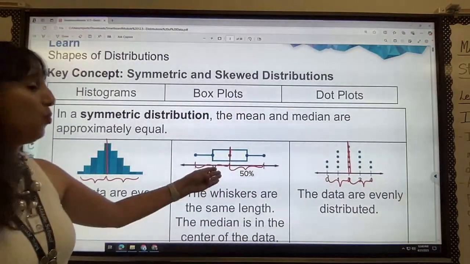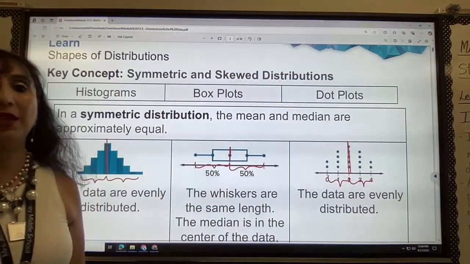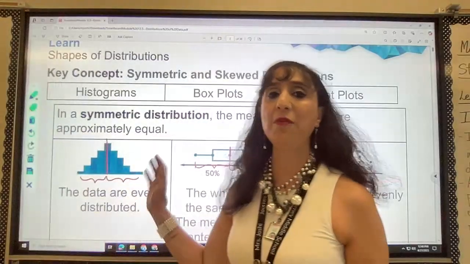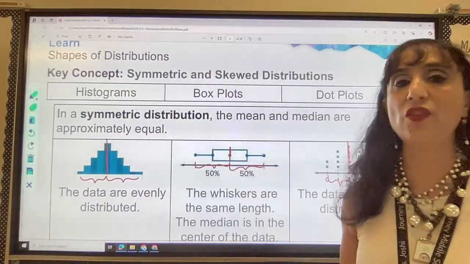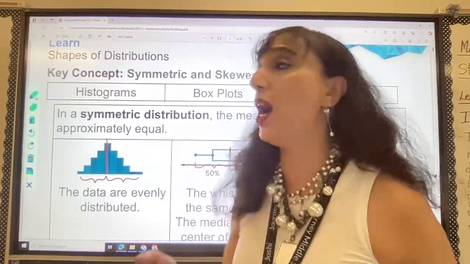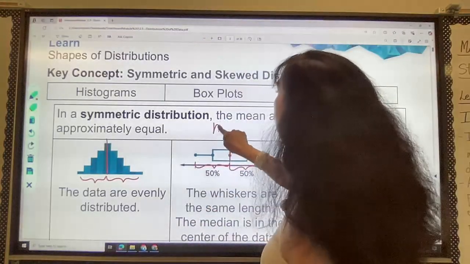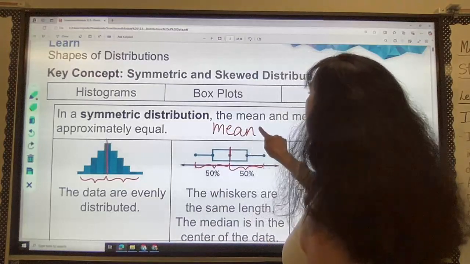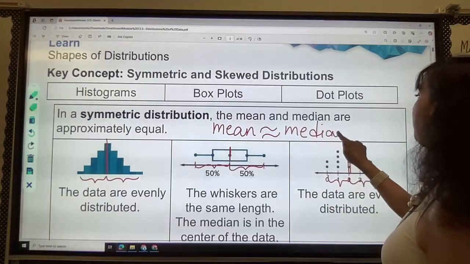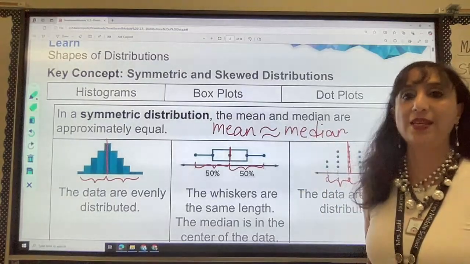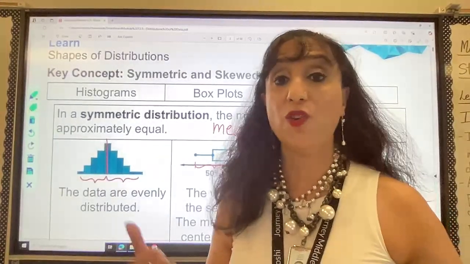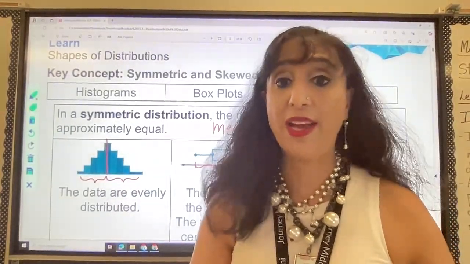And in this one, the whiskers are the same length. The median is in the center of the data. So as you can see, this is telling me that this is a symmetric distribution. And so the mean and median are approximately the same. Okay, in this case, when it is symmetric. Now, let's look at when the graphs are skewed in either direction.